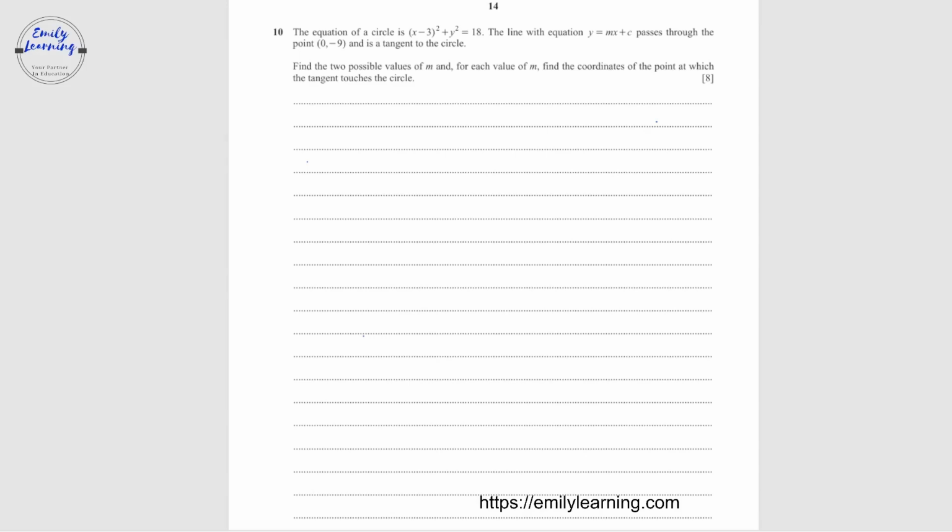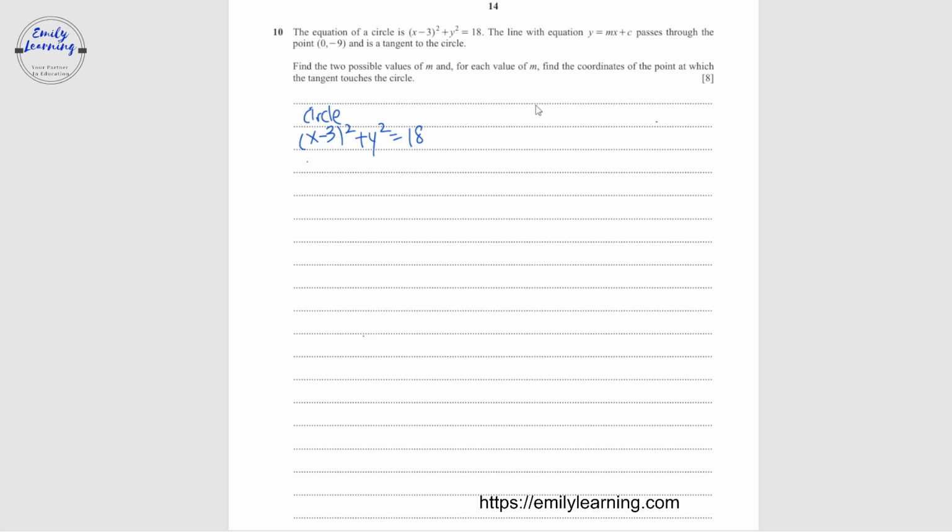Now let's take a look at question 10. So in question 10, we are told that the equation of a circle is this: (x − 3) squared plus y squared equals 18. The line with equation y equals mx plus c passes through the point (0, −9) and is a tangent to the circle. So let's take a look at the equation of the circle. The circle is (x − 3) squared plus y squared equals 18.